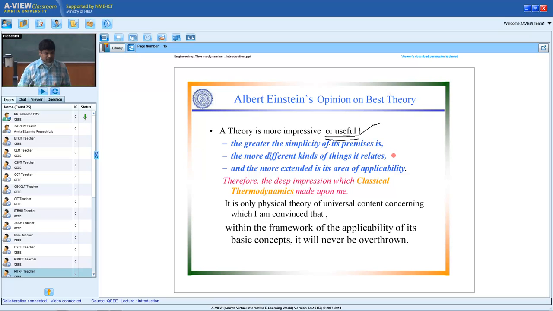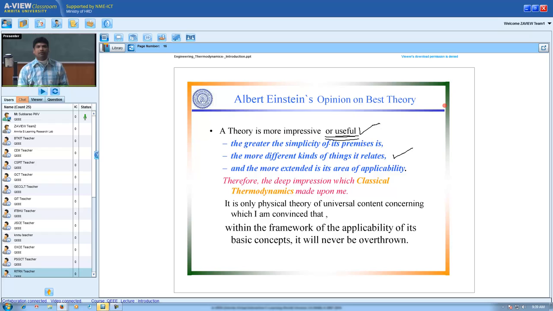The next important thing is the science which is more useful. When will the science become more and more useful? It should connect different kinds of things. I was showing, there is psychodynamics, there is human thermodynamics, there is chemical thermodynamics, environmental thermodynamics, ecological thermodynamics, or ocean thermodynamics. Then that science becomes more useful. It connects, or more different kinds of things can be solved through this. The next one is, the more extended is the ability, the number of applications it can be used for.